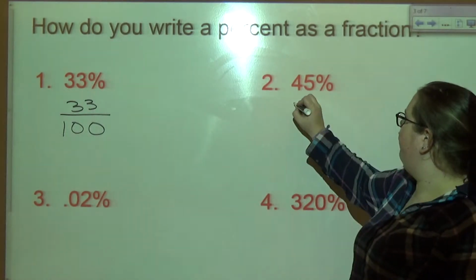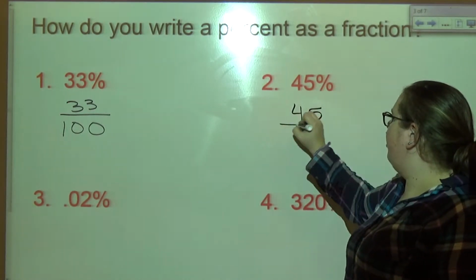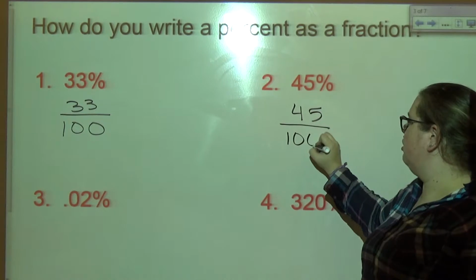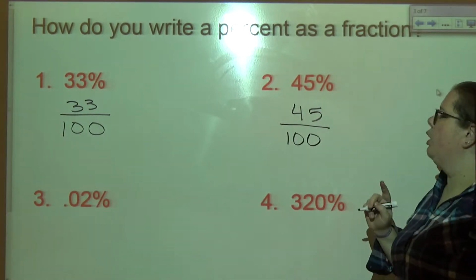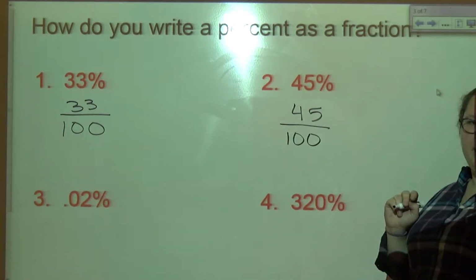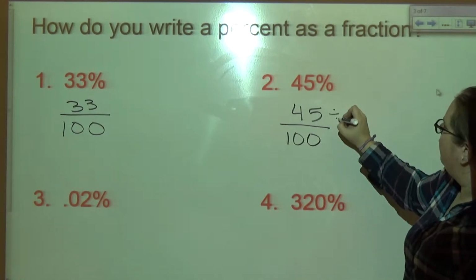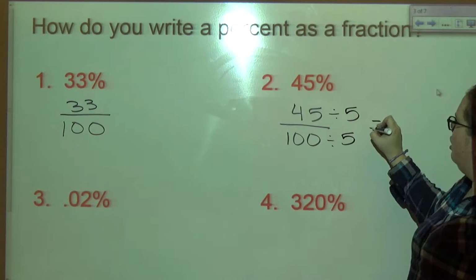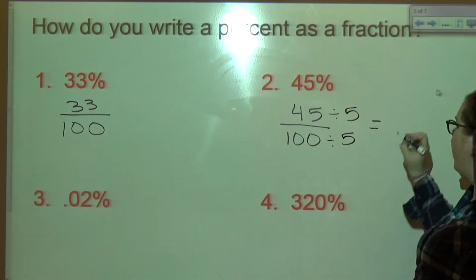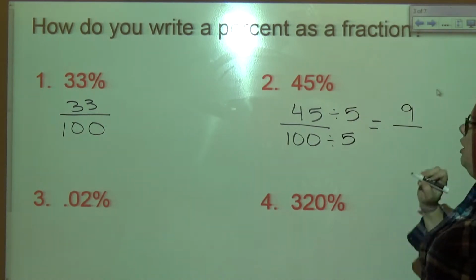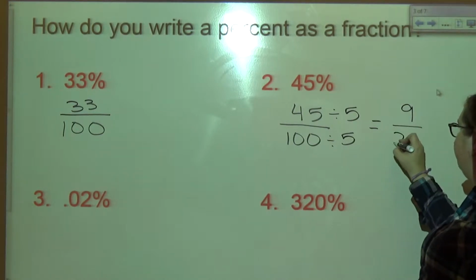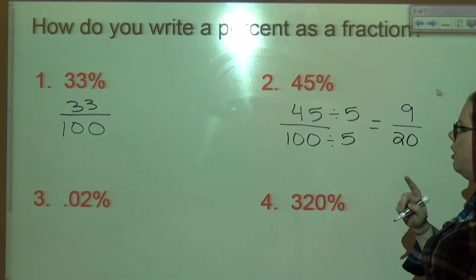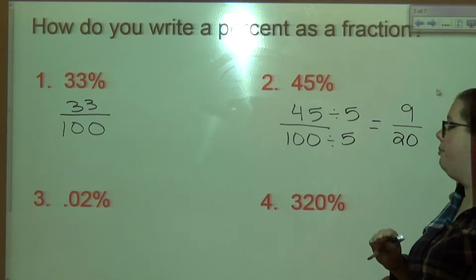Number 2, 45%. 45 per 100. This one we can simplify. What can I divide the top and bottom by? Hopefully you said 5. 45 divided by 5 is 9. 100 divided by 5 is 20. And that's it.